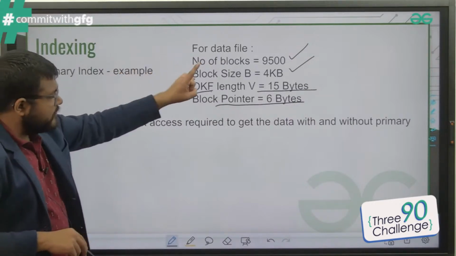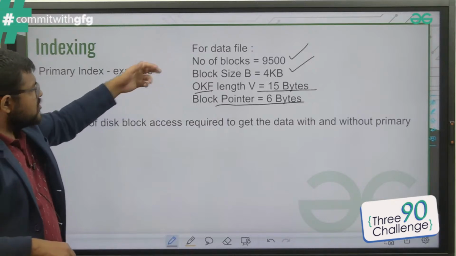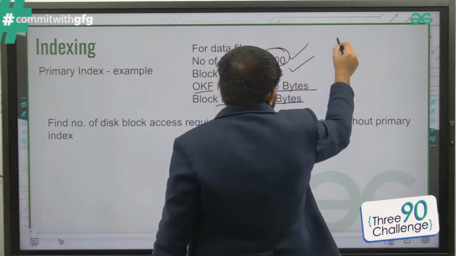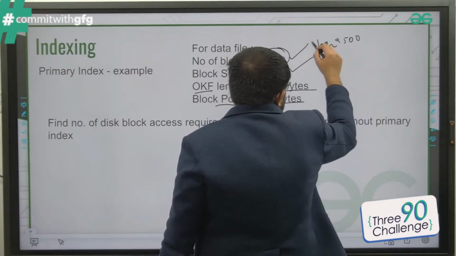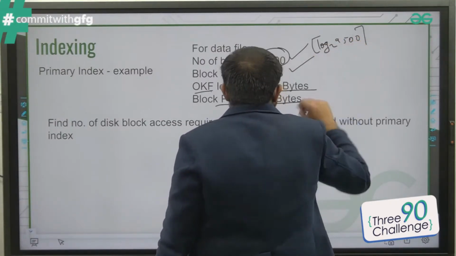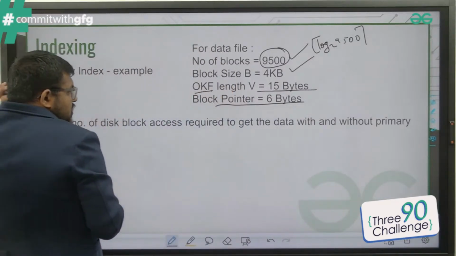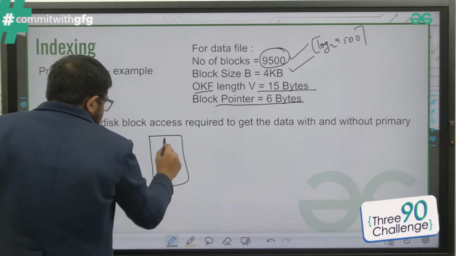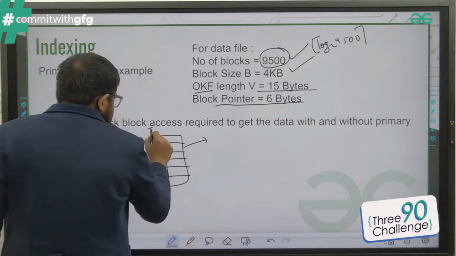Now if primary indexing is not done, this is still ordered data, right? So you can do binary search on these 9500 blocks. So you can say log base 2 of 9500, whatever value you get. But if you use primary indexing, then for the index structure, how many records will you have? It will be equal to the number of blocks.